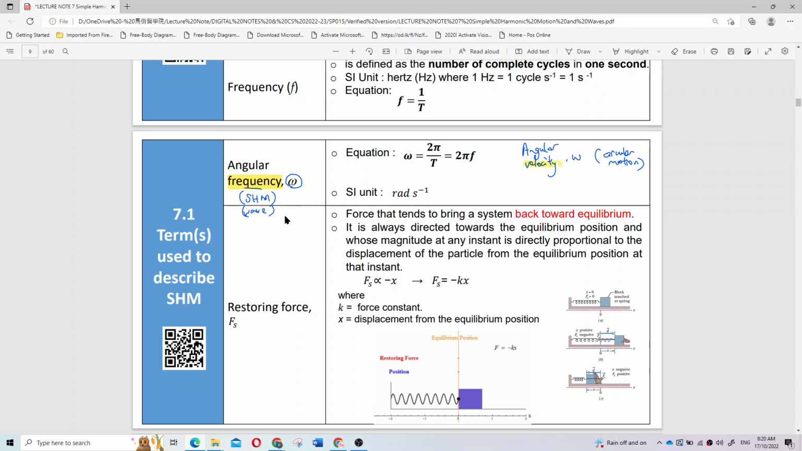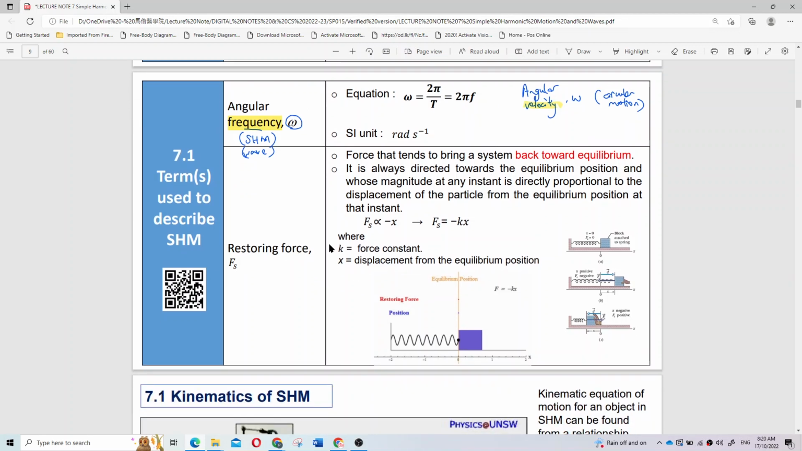It's called angular frequency because it depends on how many oscillations in 1 second. So just a different name, but it's the same thing.